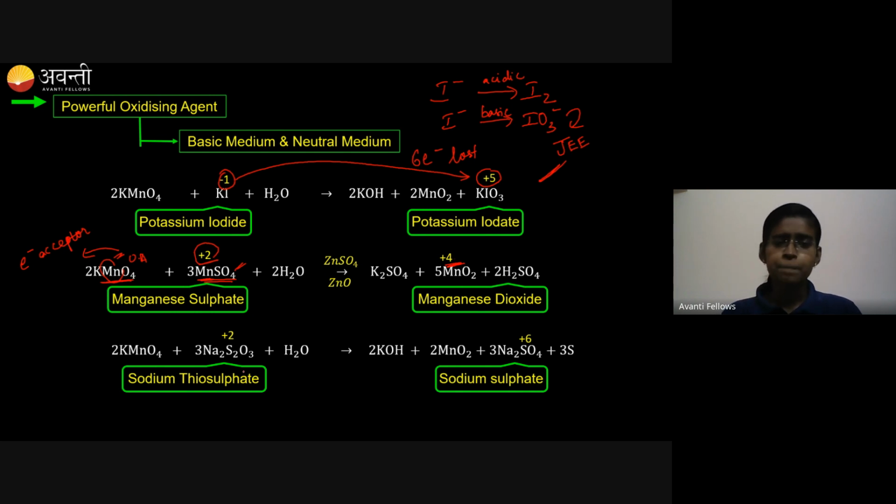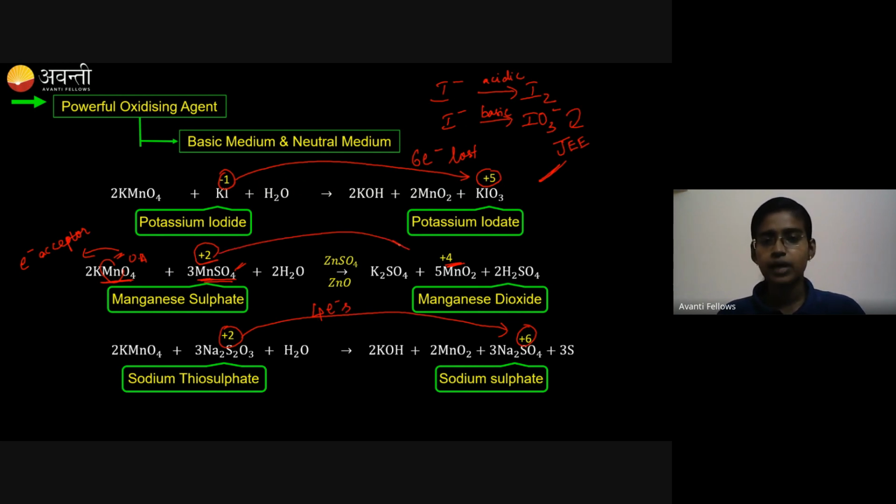And coming to the next one, sodium thiosulfate is moving on to sodium sulfate. That is +2, the oxidation state of sulfur is changing from +2 to +6. Means how many electrons are lost by sulfur? 4 electrons are lost by sulfur. So here how many electrons are lost by manganese salt? 2 electrons are lost. Clear? Fine.